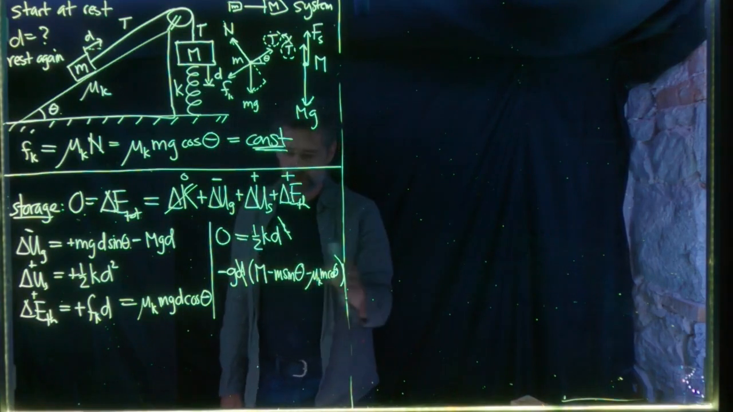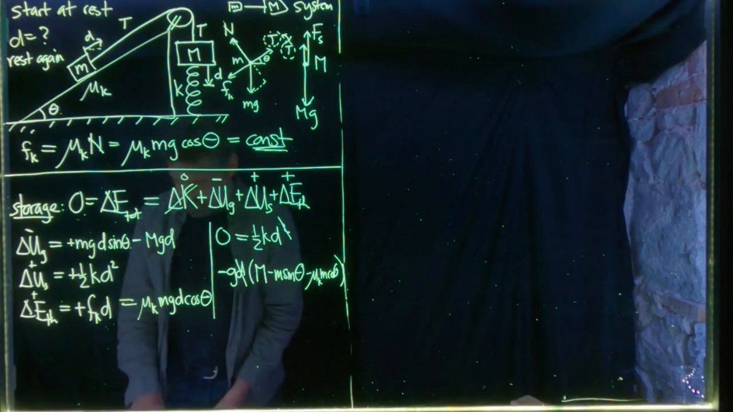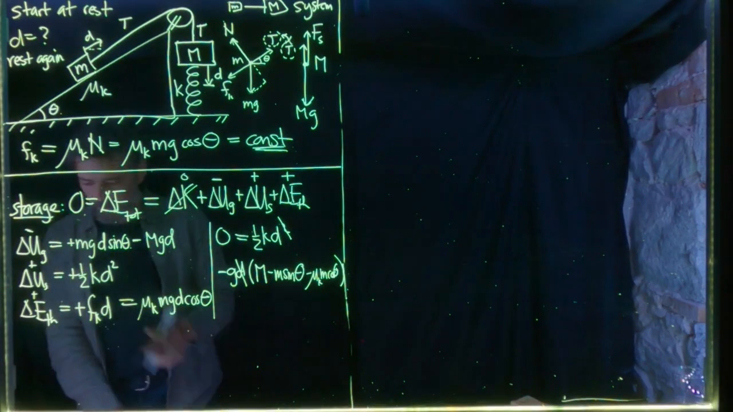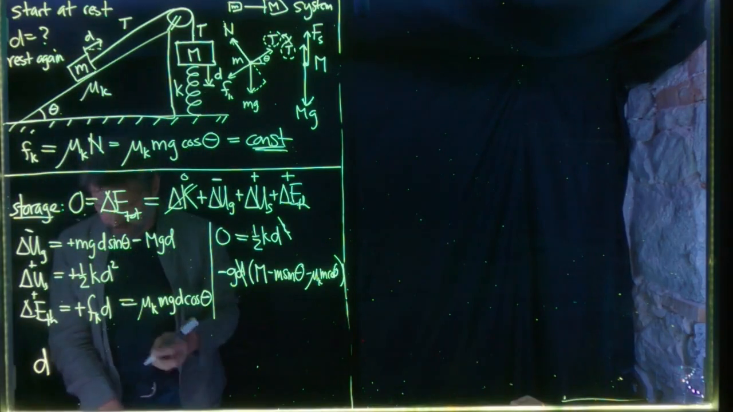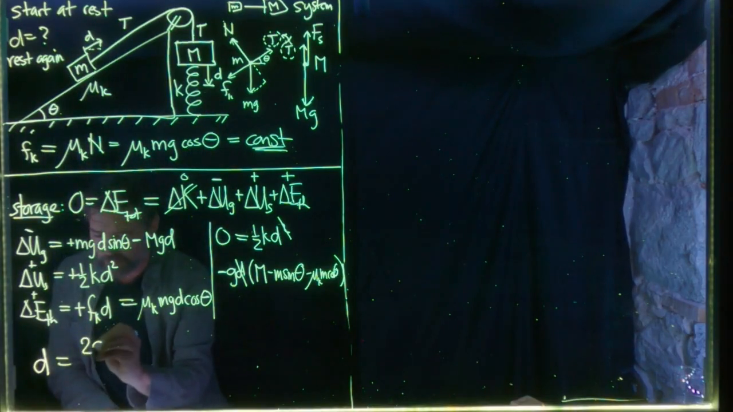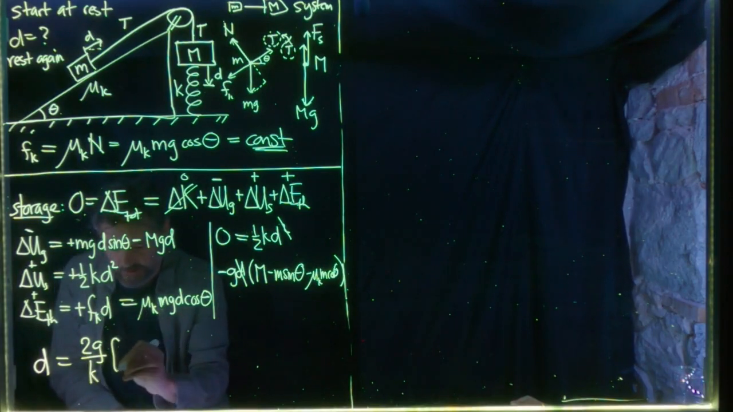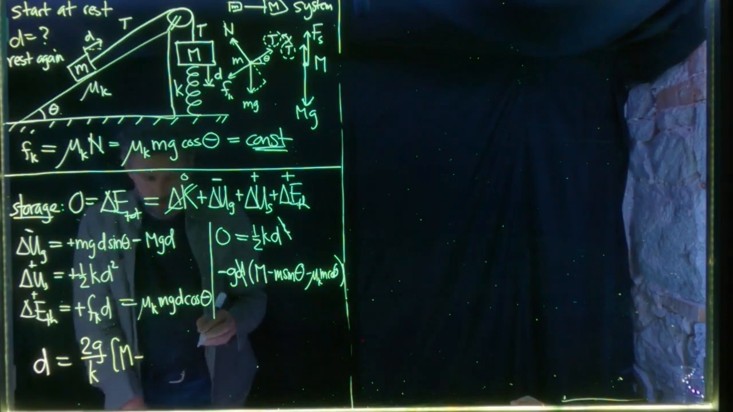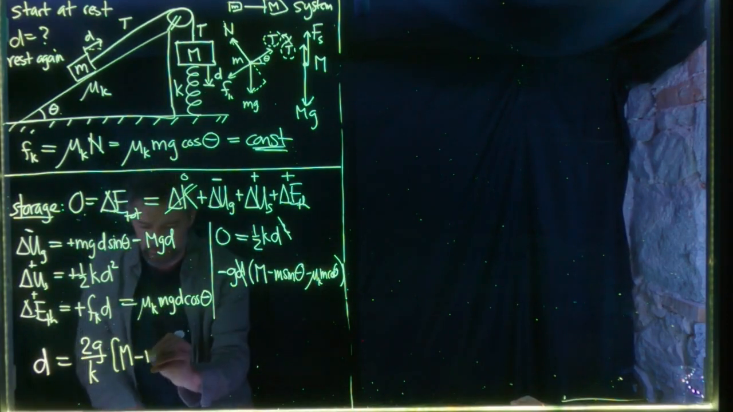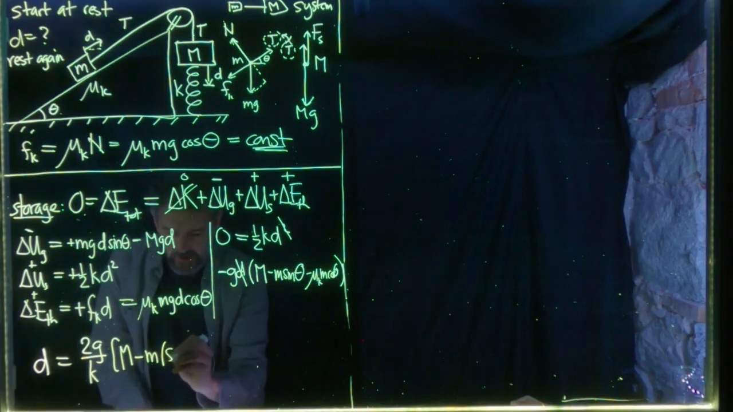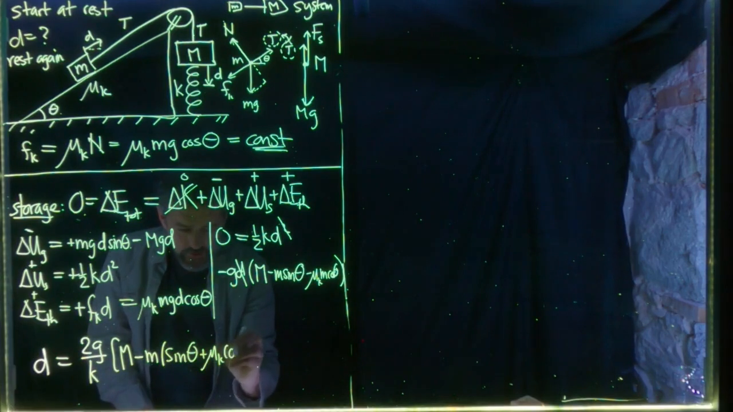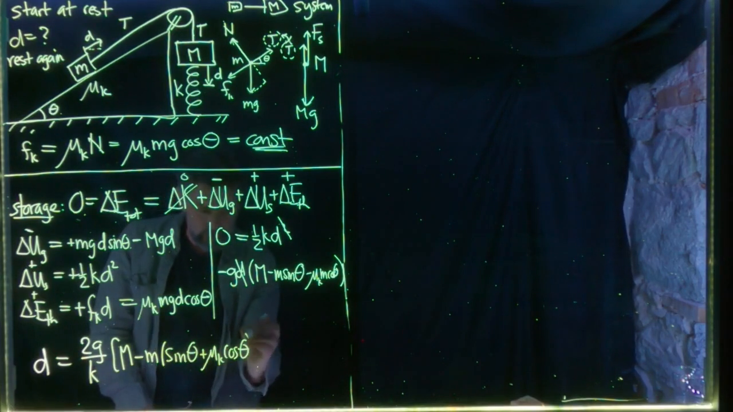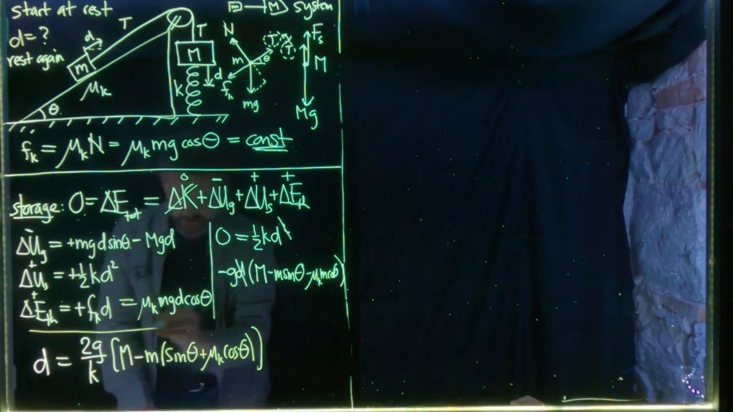D is basically this junk divided by 1/2 k. Okay, so when you solve for that, what you end up with is that the distance that the whole system moves through before momentarily coming to rest again turns out to be 2 times g divided by spring constant k times big M minus, and you can factor out the little m here, minus little m times sine theta plus mu k times cos theta. Okay, and so that's our answer.